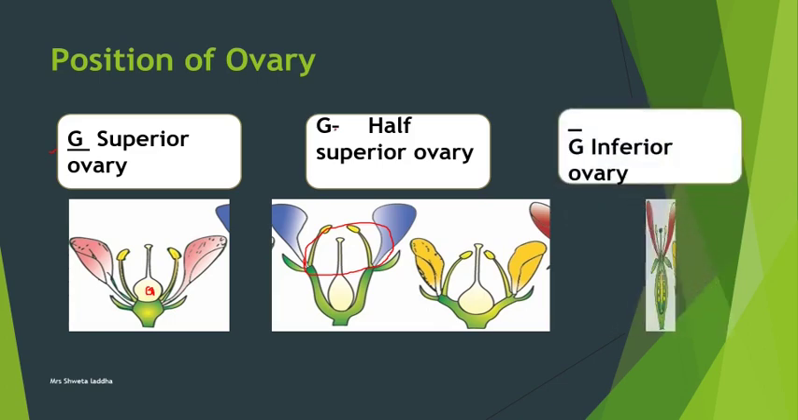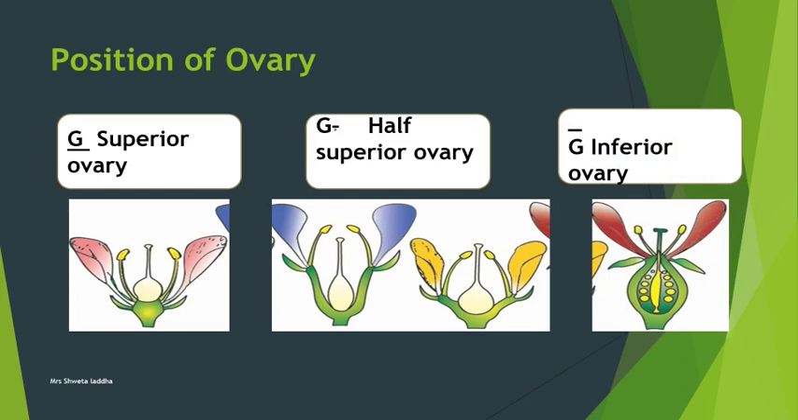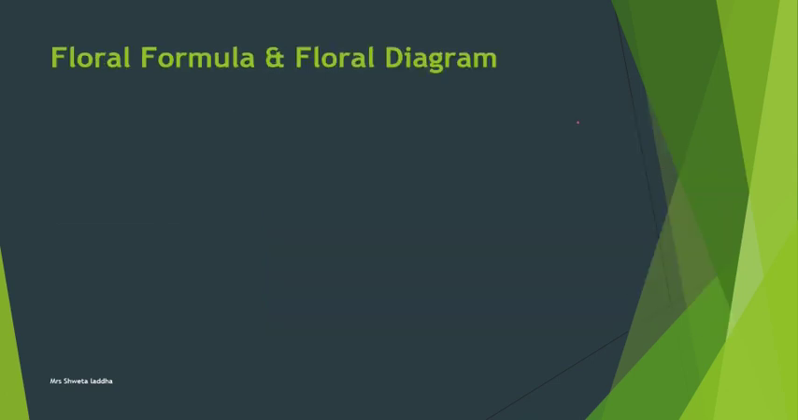Inferior ovary, when the gynoecium is at the bottom and all the floral whorls are at the top. Here you can see the thalamus is deep and deeply placed inside is the ovary, and all the other floral whorls are at the top. Then we call such ovaries inferior ovary, and it is represented by G and a line above G. Very, very important, students. Superior ovary, G underlined, half superior ovary, G and a line on the side, and inferior ovary, G with a line above it. This is the position of the ovary.